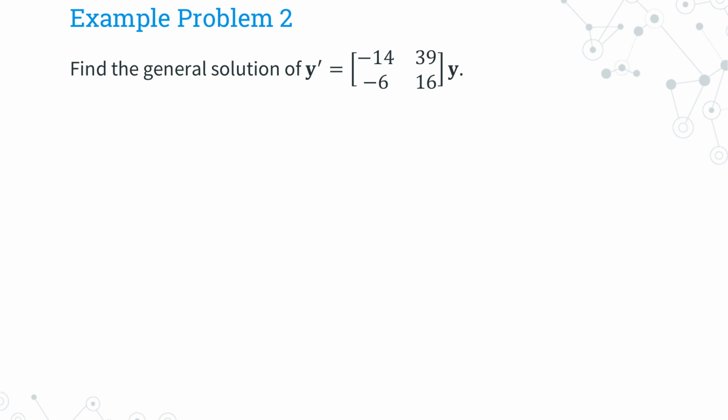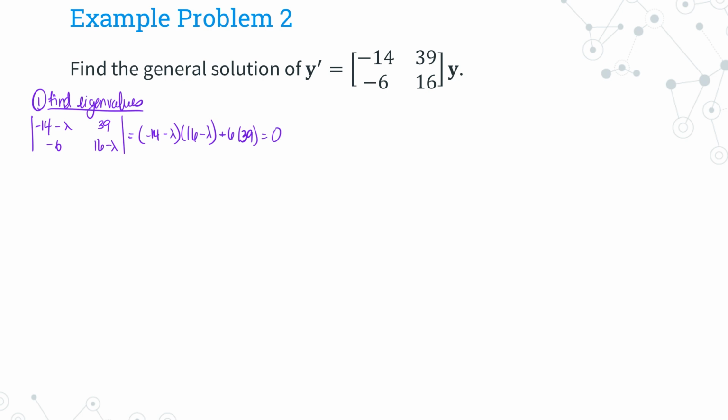So first things first, we have to find our eigenvalues. And we know they're going to be complex because of this section. Let's see what we get. We have negative 14 minus lambda, and we'll have 16 minus lambda on the other part of the diagonal, and then let's fill in our 39 and our negative 6. Which means our characteristic equation is negative 14 minus lambda times 16 minus lambda plus 6 times 39. And we want it to equal 0.